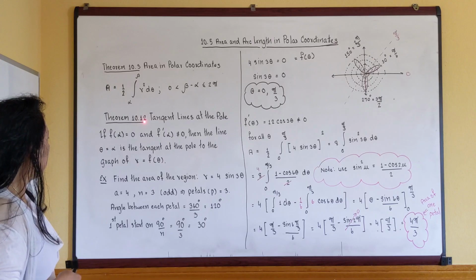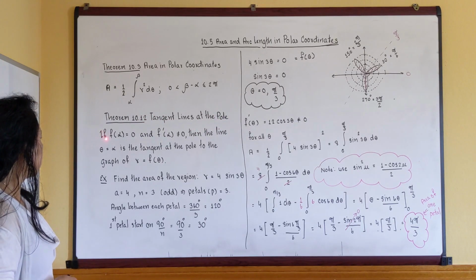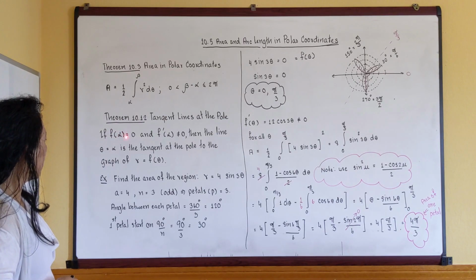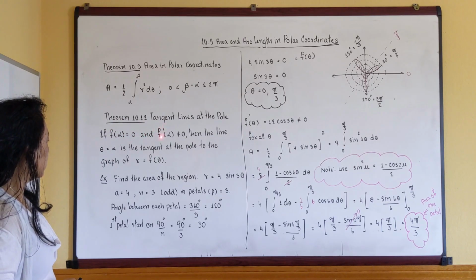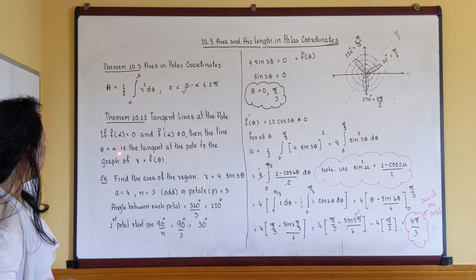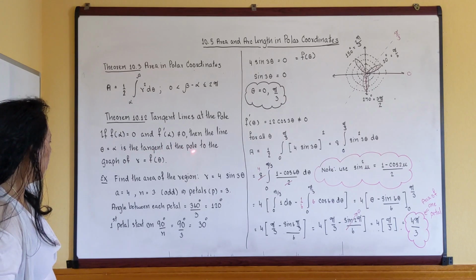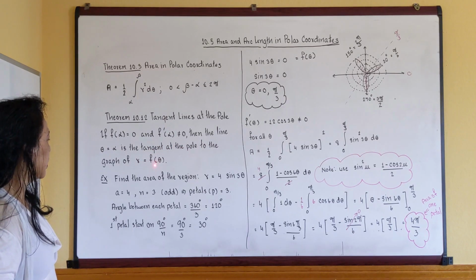And theorem 10.12 is the tangent line at the pole. It says that if you have f of alpha equal to 0 and the derivative of f of alpha not equal to 0, then the line theta equal to alpha is the tangent line at the pole to the graph r equal to f of theta.